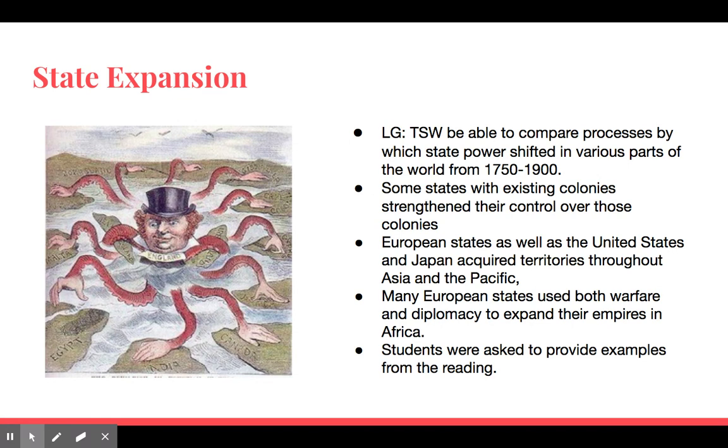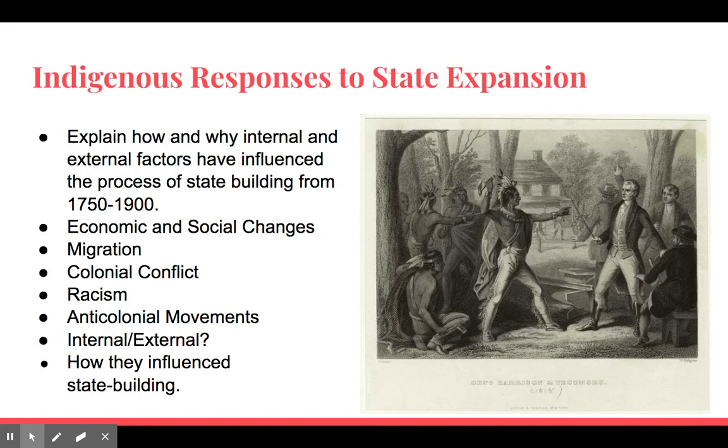And again, we listed examples that you were asked to provide. We also talked about indigenous responses to this state expansion, and how internal and external factors influence the process of state building among the imperial powers. We talked about things such as economic and social changes, migration, colonial conflict, racism, and anti-colonial movements that were going on. We listed all those and then talked about whether or not they were internal or external factors and how they ended up influencing state building.